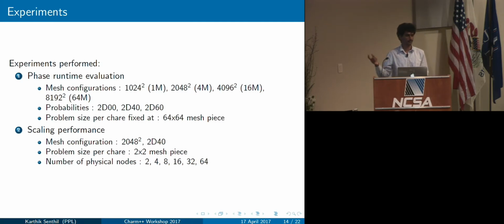The second experiment that we performed was a scaling performance evaluation. Here we fix the mesh configuration at a fixed size of 4 million vertices for 40% probability. We chose a rather small problem size per chare, just a 2 by 2 mesh piece, or just 4 vertices per chare. And we also scaled the number of physical nodes from 2 to 64 nodes. All these experiments were performed on the Stampede KNL cluster.